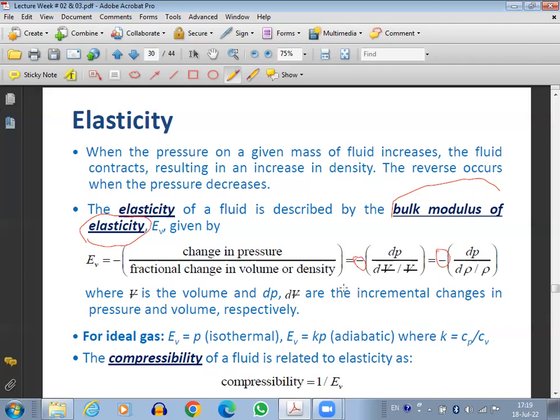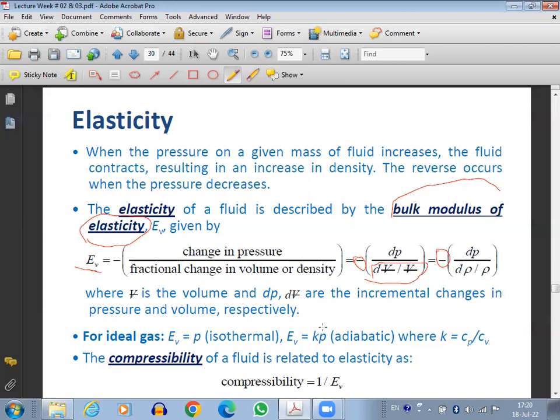Okay, so dV by V should be a negative value, so that the negative of this dV by V will cancel the negative sign here, and your answer of E_V will be positive. Is it clear? So change in pressure over fractional change in volume or density, and here in the formula we have a negative sign. Okay, the formula for the bulk modulus of elasticity will be provided to you in the exam. You do not have to memorize it.